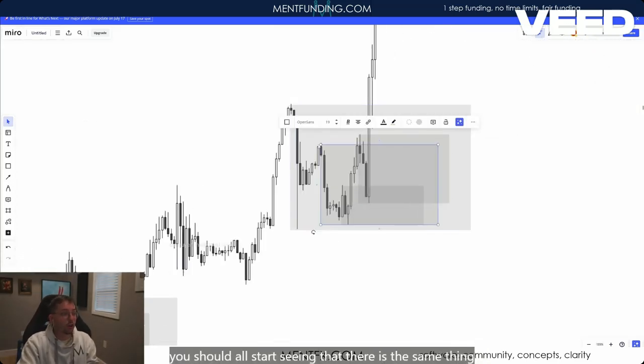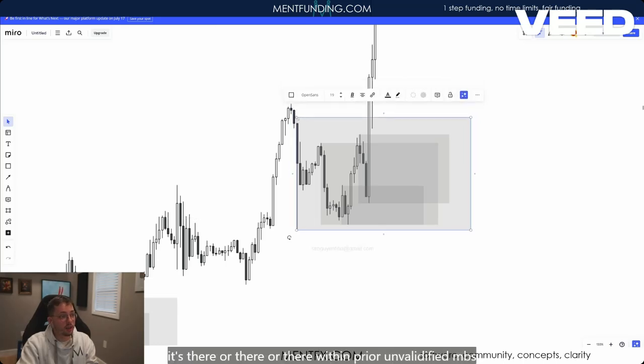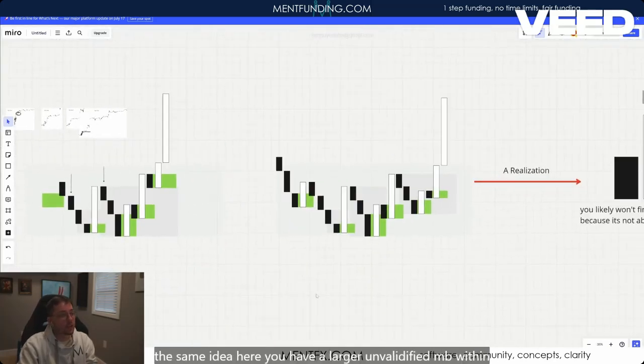And again, you should all start seeing that the same thing is playing out here, where within prior unvalidified MBs, whether it's there or there or there, you start getting validified MBs followed by validified MBs that then go on to make moves, or a validified MB within another unvalidified one, which then becomes validified, and this one's validified, and then you have another MB. All in the same idea here.